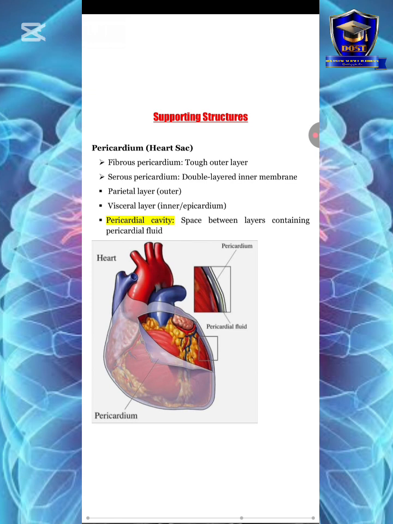Now, this serous is also split into two major layers. We have the parietal layer, which is the outer one, and the visceral layer, which is the inner one. In between the parietal layer and the visceral layer, there is a space in the middle. It is called the pericardial cavity, and it is filled by fluid called the pericardial fluid.